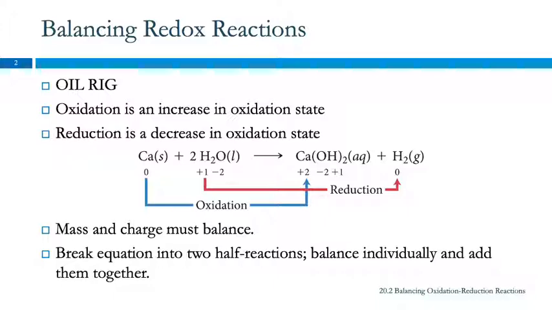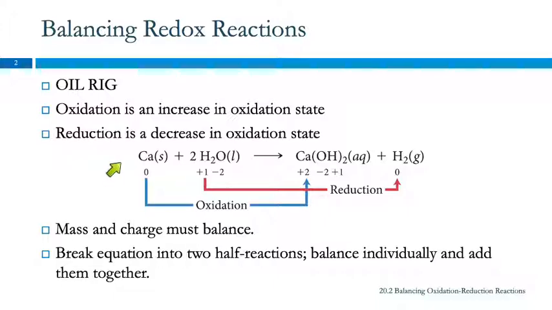So just a reminder, oxidation is loss of electrons, reduction is gain of electrons. Oxidation is an increase in oxidation state. Reduction is a decrease in oxidation state. So when we have an oxidation-reduction reaction, we have to be able to balance the equation, and it's not always as straightforward as balancing a non-redox reaction.